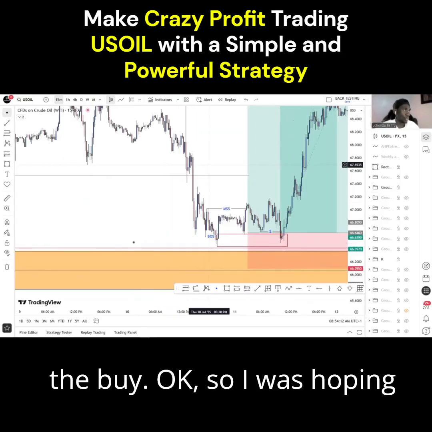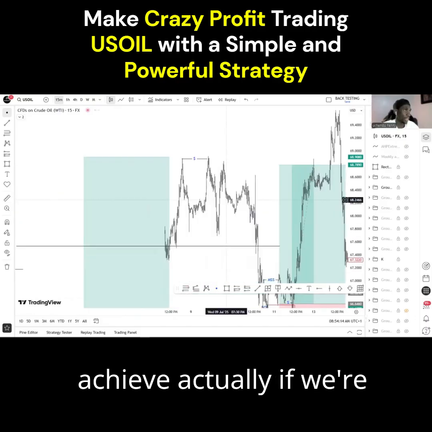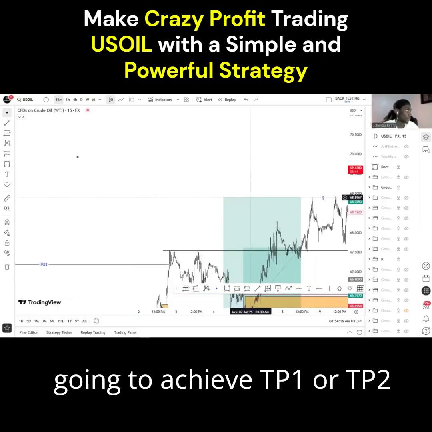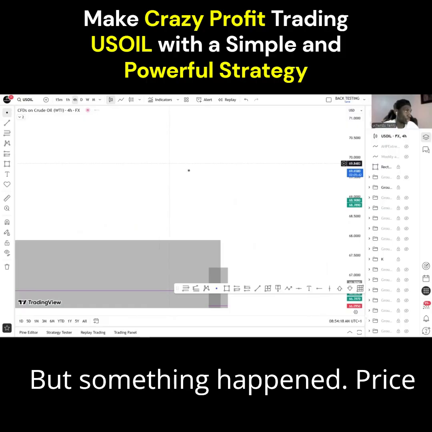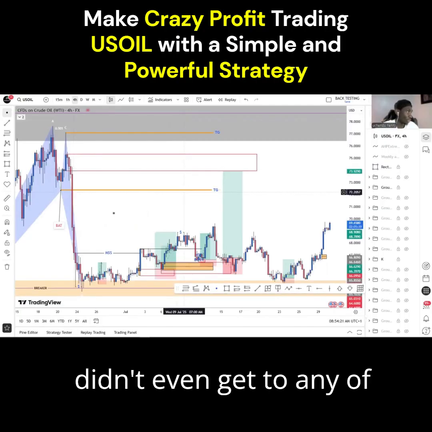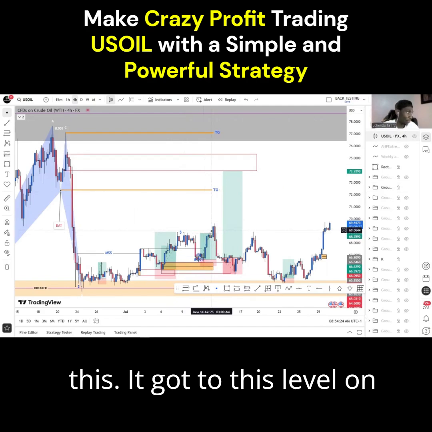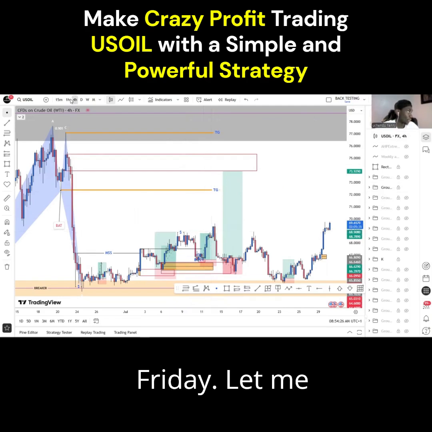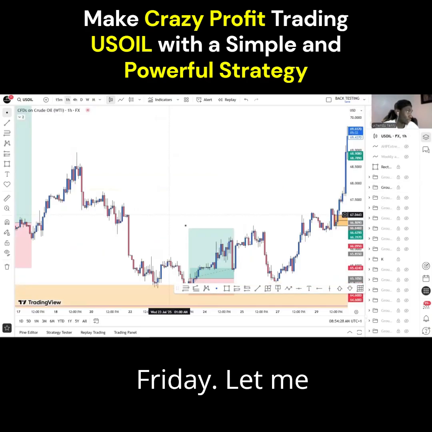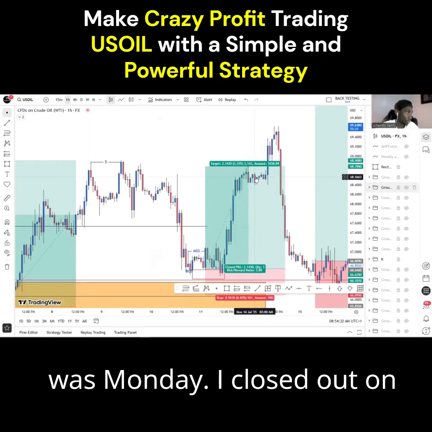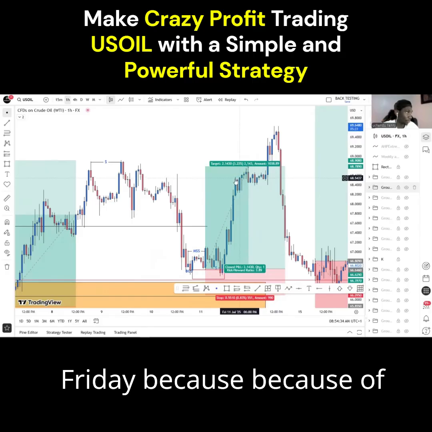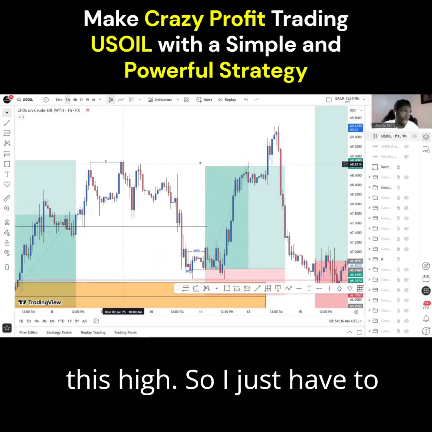I was hoping to see if we were going to achieve TP1 or TP2 on this particular setup, but something happened. Price didn't even get to any of these. It got to this level on Friday, and I closed that on Friday. Let me show you guys what happened there. That was Monday, and I closed that on Friday because of this high, so I just had to close that.